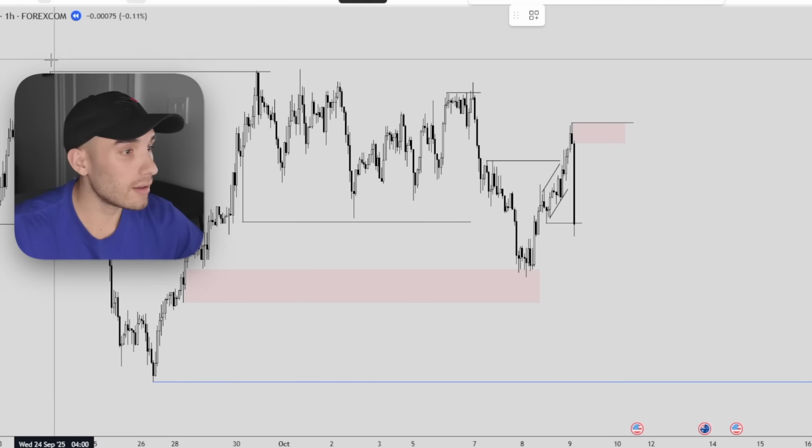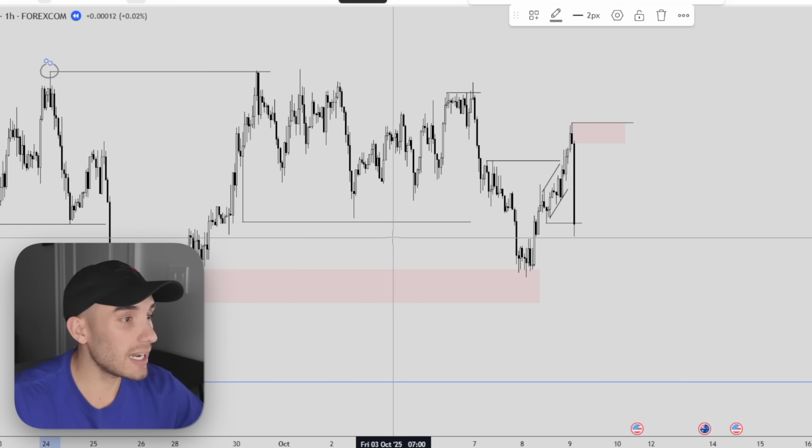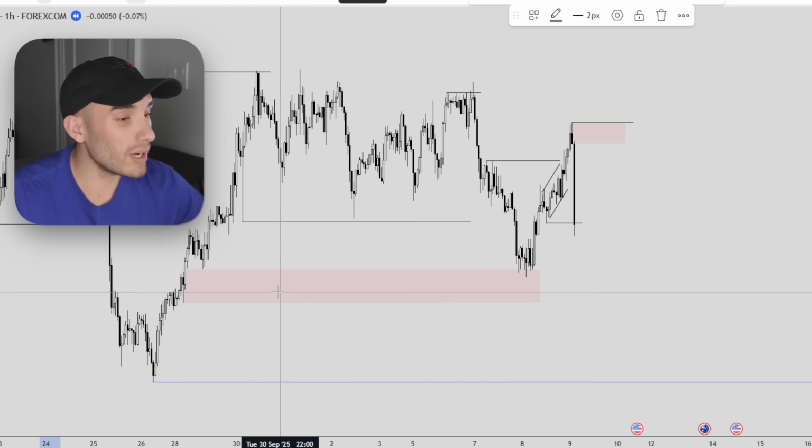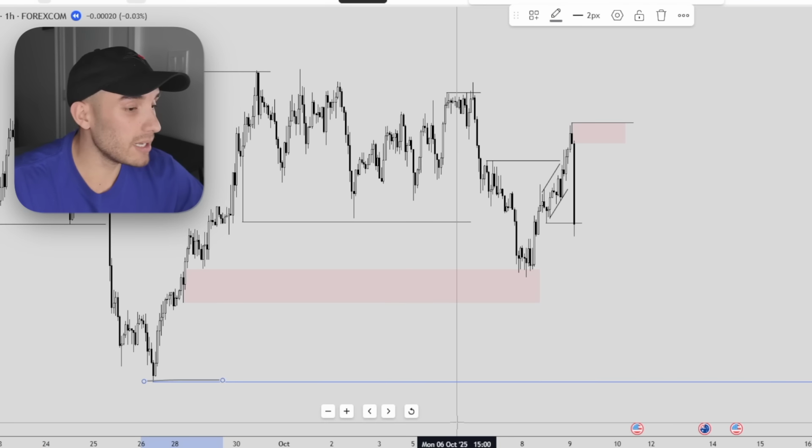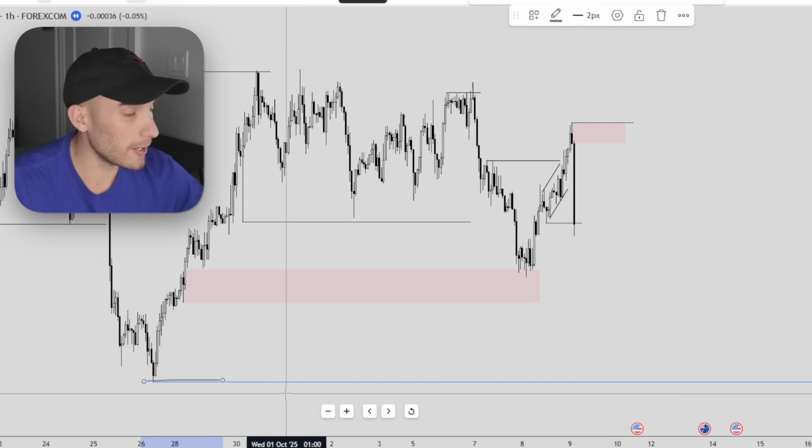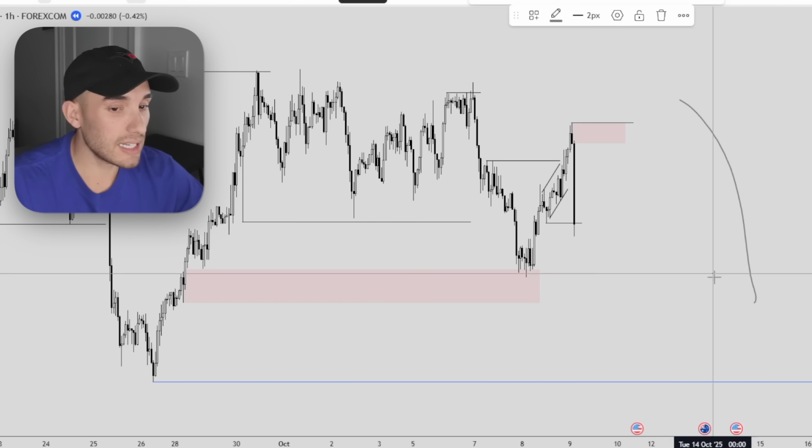Why? Don't forget about this, guys. This high has been taken. So that's a BOS for retail. Automatically, there's going to be a shit ton of liquidity at the lows down here. Okay, so we want to be selling into it.